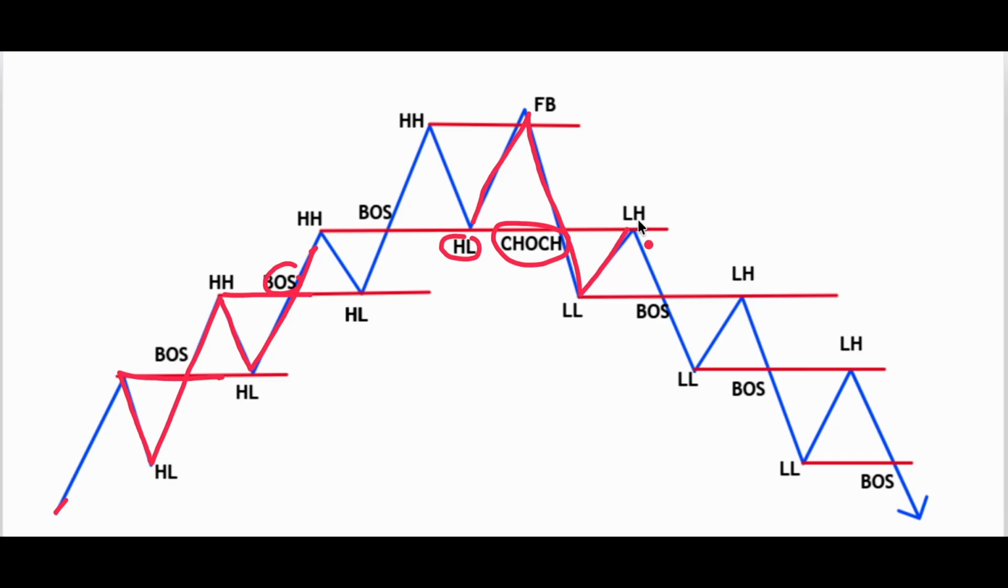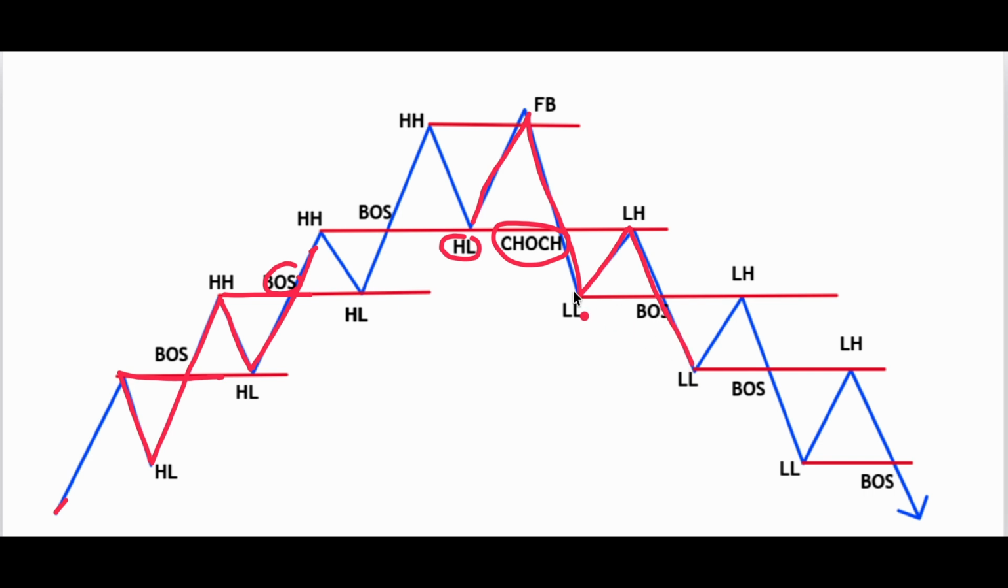We got a lower high, change of character. The market is reversing. And what did it do? It went down. This was point A to point B. We got our retracement. Now this is point C to point D.